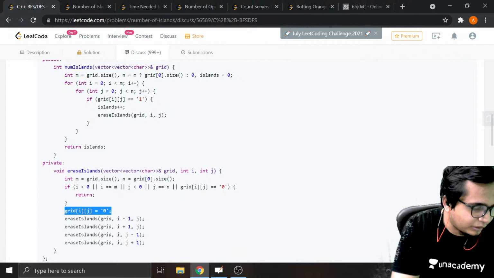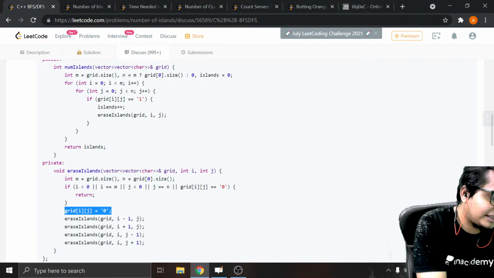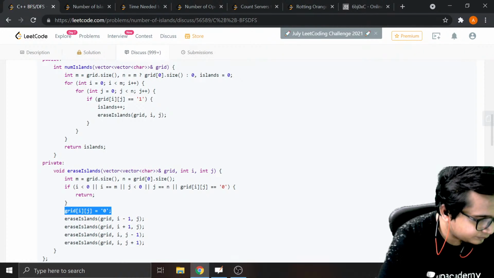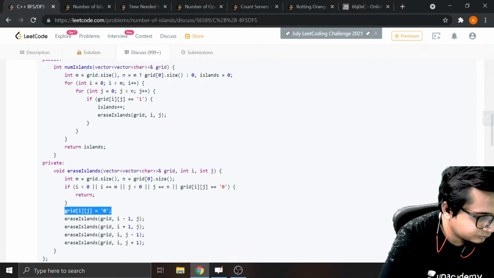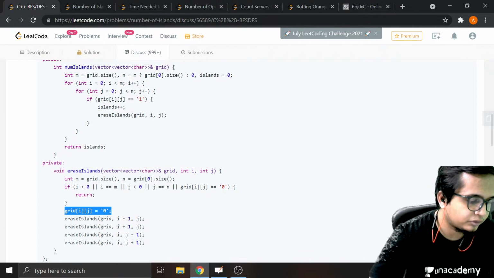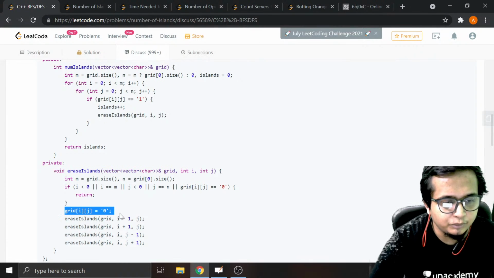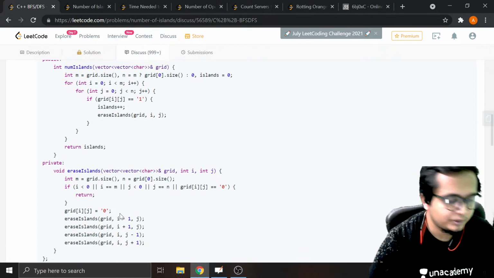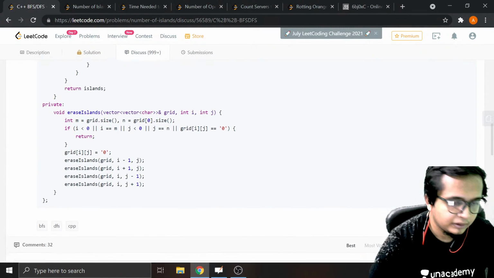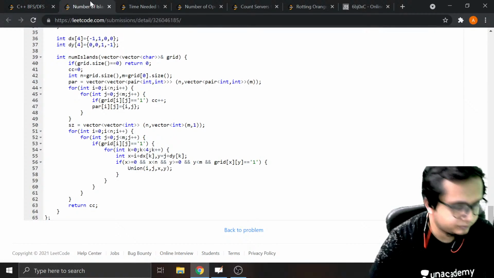Okay. So I hope this is clear to you guys. Just write a yes if it is clear to you guys. Yeah. So this is also a very small concept that you can use to get rid of the visited array. Okay, and save on some space. So that's the solution.